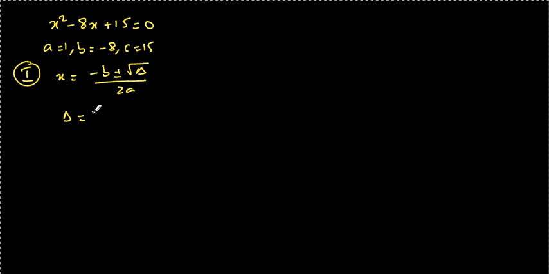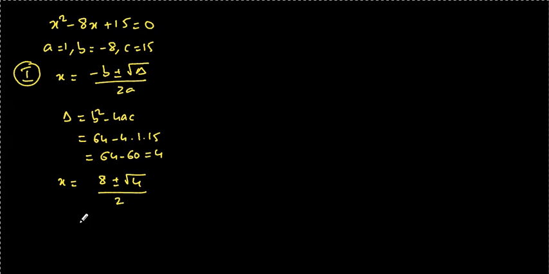Delta, which is the discriminant, is b² minus 4ac. So here we get 64 minus 60, or 4. So I have the roots as minus b plus or minus root delta by 2a, which is 8 plus or minus 2 by 2.